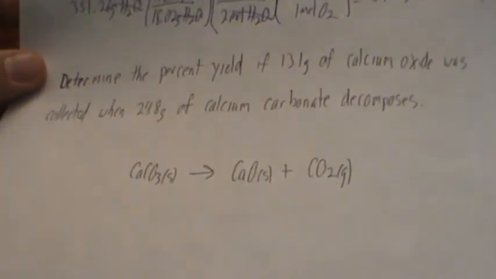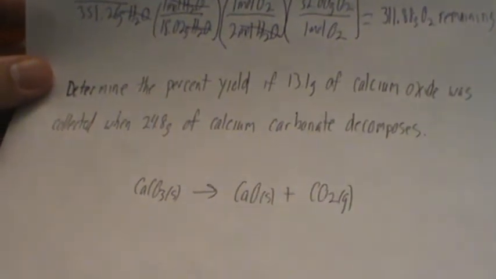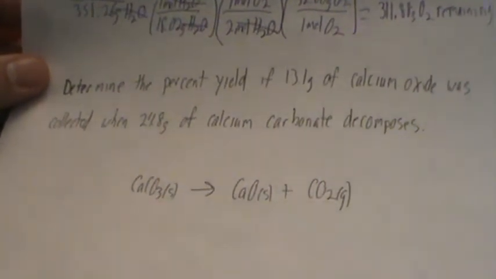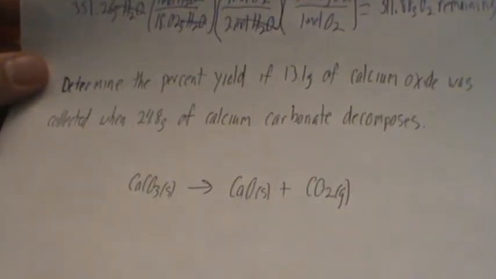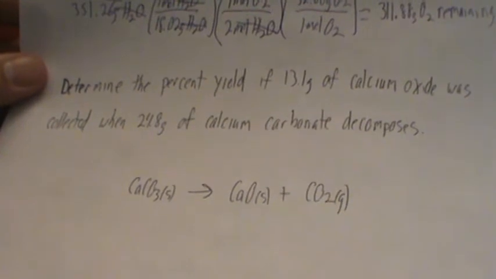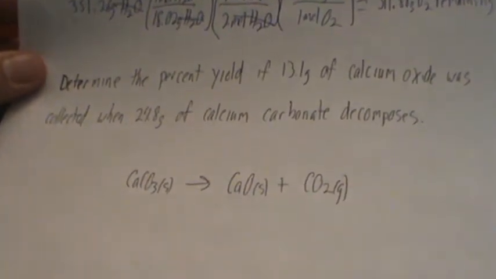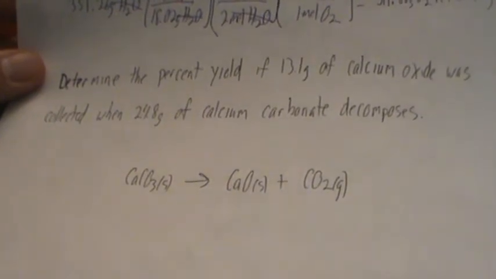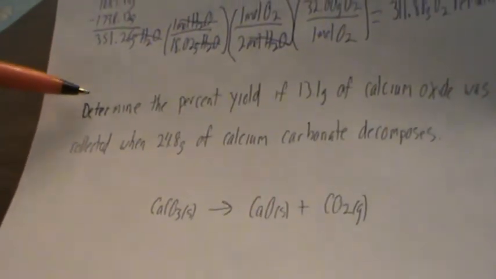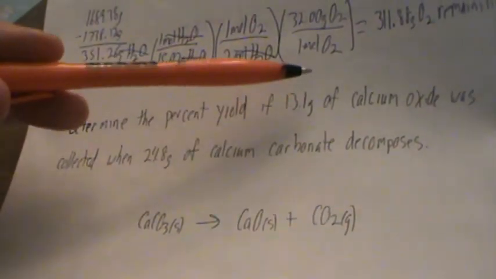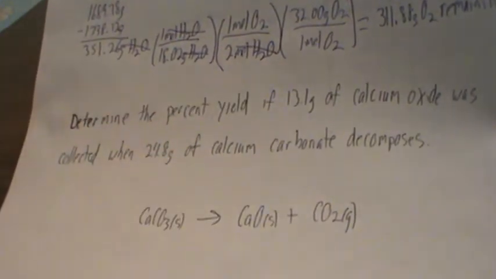Now, the second part of this video deals with what's called percent yield, because when we're running a reaction, Murphy's Law takes place. If you don't know what Murphy's Law is, it means that anything that can happen will happen, or as one of my professors would say, doo-doo happens. So we calculate what the percent yield of the reaction is. Let's look at two examples. Our first one says determine the percent yield if 13.1 grams of calcium oxide was collected when 24.8 grams of calcium carbonate decomposes.